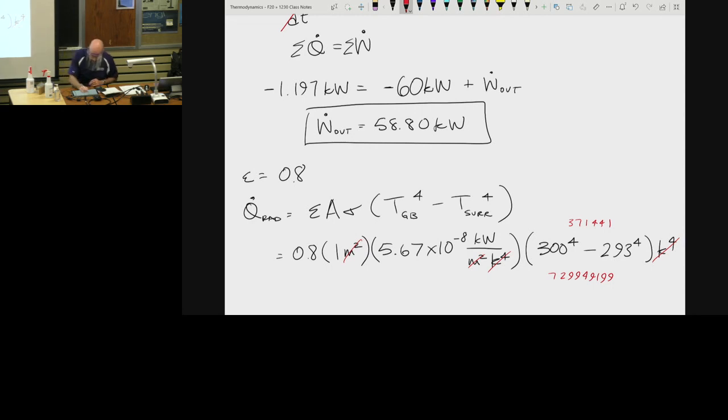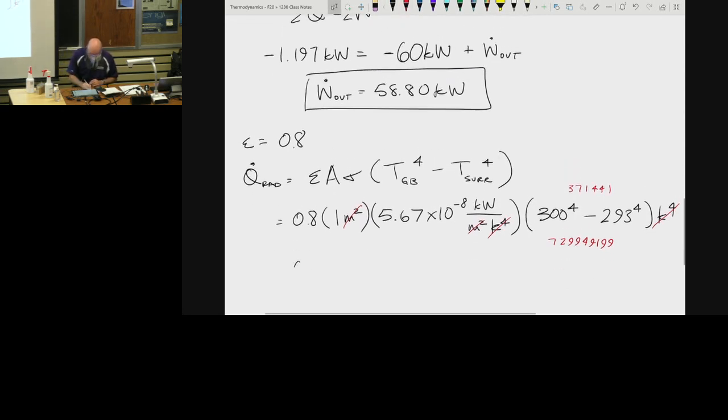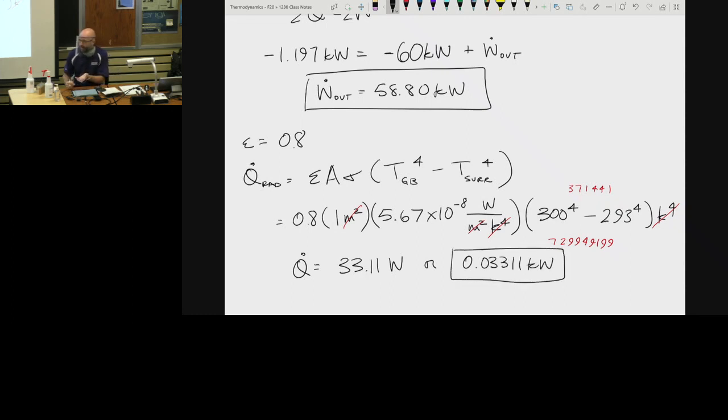Okay, now if we do this calculation, plug it into the calculator, Q dot is going to be equal to, this isn't in kilowatts, this is actually watts. Make sure you get that, that's actually watts. I messed that up. That's watts, and so you're going to get 33.11 watts or 0.03311 kilowatts. Okay, it's a small kilowatt. It's not even a kilowatt. It's 0.03.